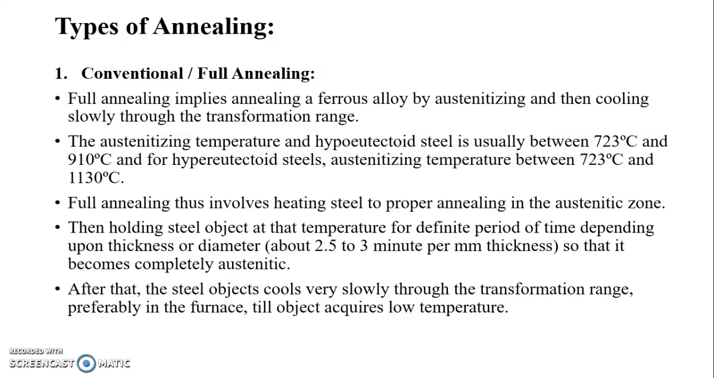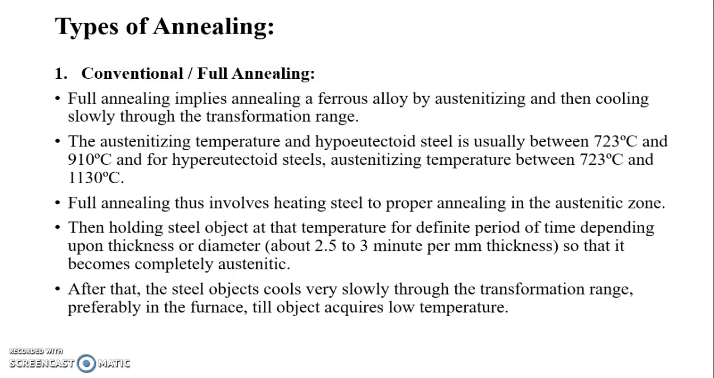The austenizing temperature for hypoeutectoid steel is usually between 723 degrees Celsius and 910 degrees Celsius, and for hypereutectoid steel the austenizing temperature is between 723 degrees Celsius and 1130 degrees Celsius. Full annealing involves heating steel into the austenitic zone, then holding the steel object at that temperature for a definite period of time depending upon the thickness or diameter of the component. It is nearly 2.5 to 3 minutes per millimeter of thickness, so that it becomes completely austenitic.